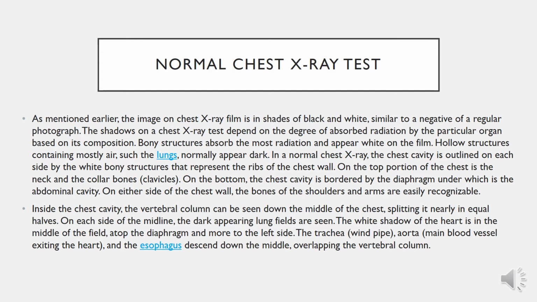Inside the chest cavity, the vertebral column can be seen down the middle of the chest, splitting it nearly in equal halves. On each side of the midline, the dark appearing lung fields are seen. The white shadow of the heart is in the middle of the field, atop the diaphragm, and more to the left side. The trachea, the windpipe, the aorta, which is the main blood vessel exiting the heart, and the esophagus descend down the middle, overlapping the vertebral column.